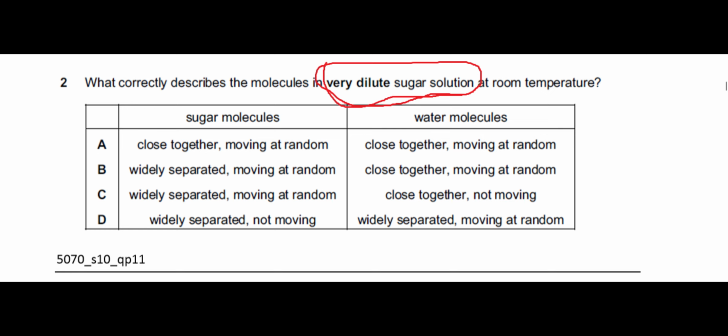Of course, we have taken some sugar and we have dissolved it in water. But a dilute sugar solution means more water is being added and less sugar is being used. It is not a saturated or supersaturated solution. It is an unsaturated solution. That means it has more water molecules than sugar molecules. So using this concept, you can easily approach the correct answer.